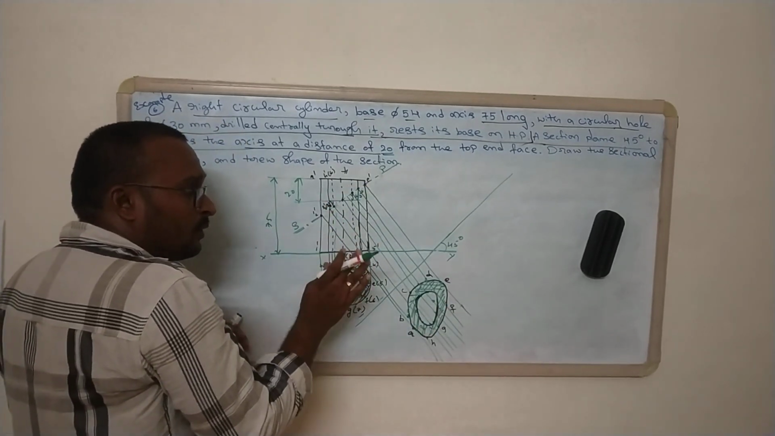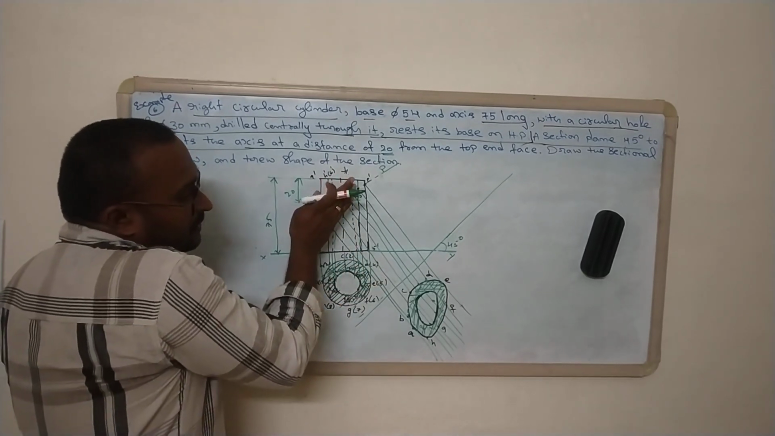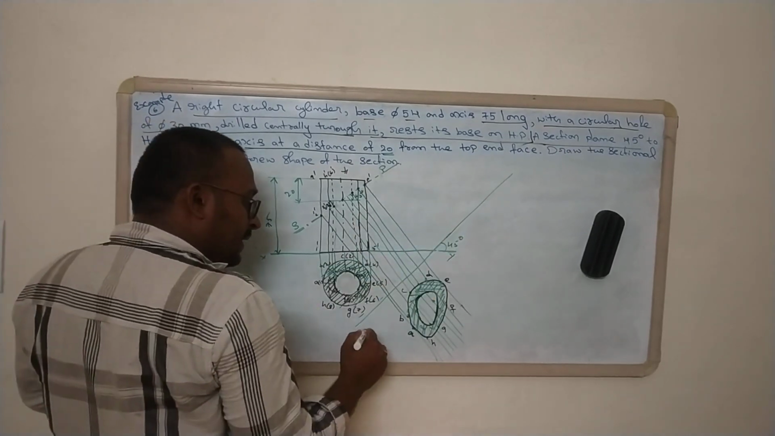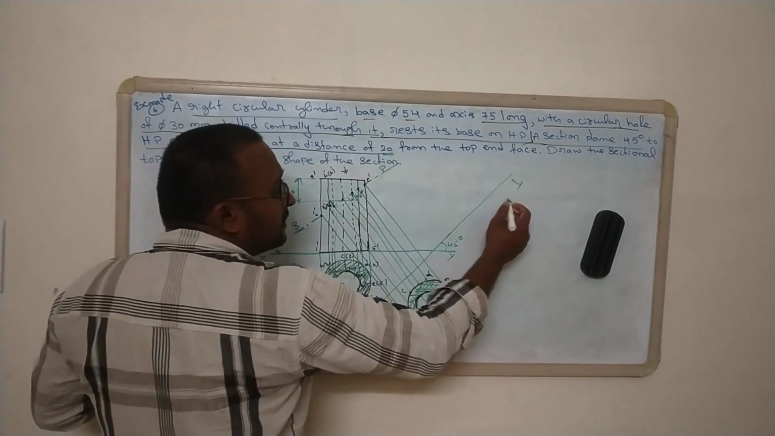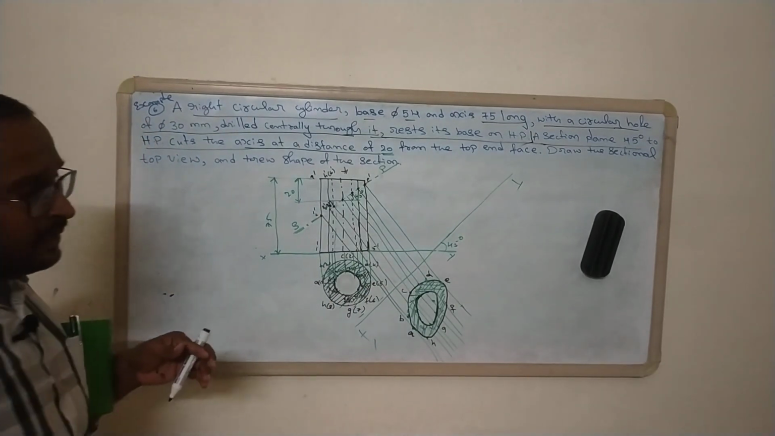Whenever we want to see the true shape of that particular section, we must draw an X1 Y1 reference line which is parallel to the section plane.